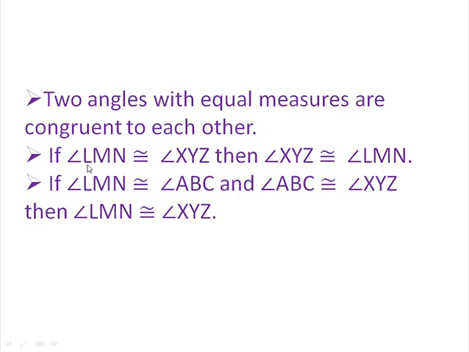Now, let us see if angle LMN is congruent to angle XYZ. That is, if one angle is congruent to the second, then angle XYZ is congruent to angle LMN, that is, second angle is also congruent to the first one. Also, if angle LMN is congruent to angle ABC and angle ABC is congruent to angle XYZ, then angle LMN is congruent to angle XYZ. That is, if first angle is congruent to second and second angle congruent to third, then the first angle is congruent to the third one.